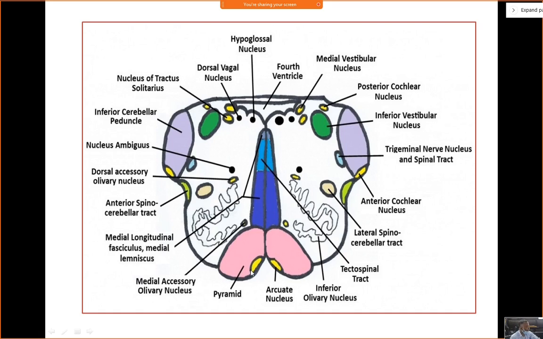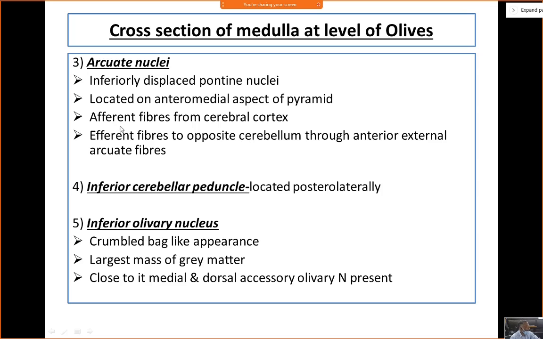And on the anteromedial aspect, this is gray matter. This is white matter, but this is gray matter. Arcuate nucleus. The arcuate nucleus is actually a part of the pontine nuclei. It is a pontine nucleus, but inferiorly it is extended, occupying the anteromedial aspect of the pyramid. So the arcuate nucleus receives fibers from the cerebral cortex.